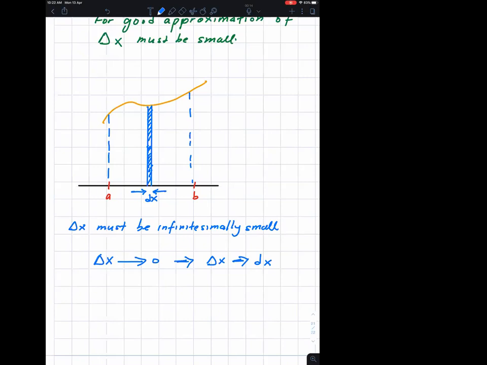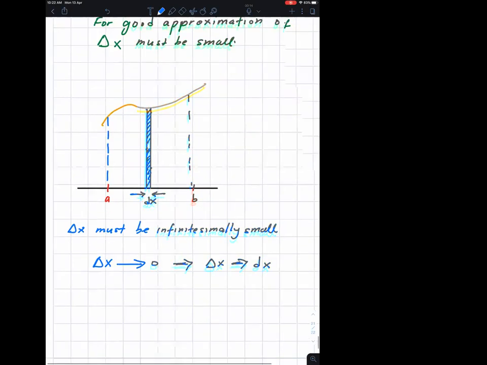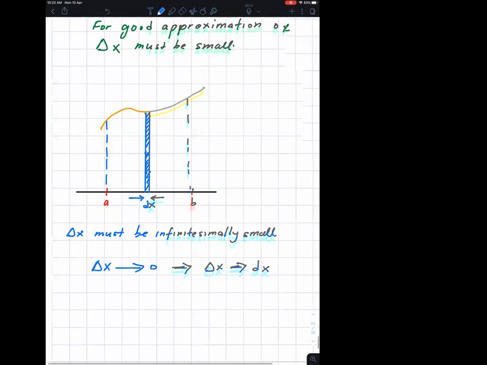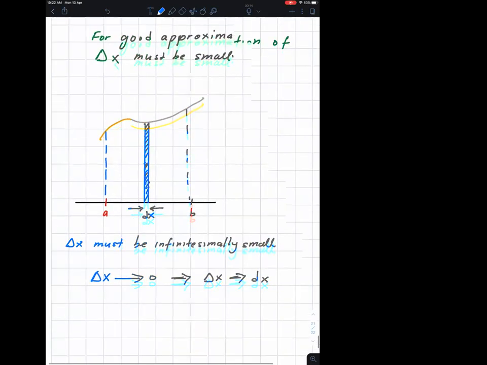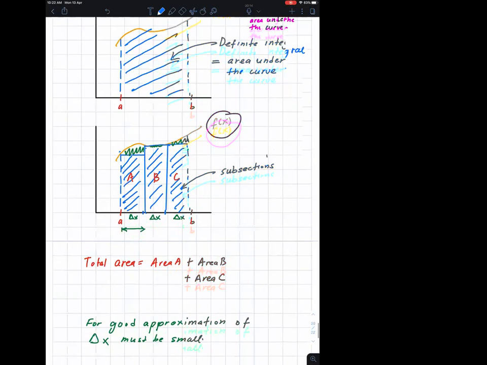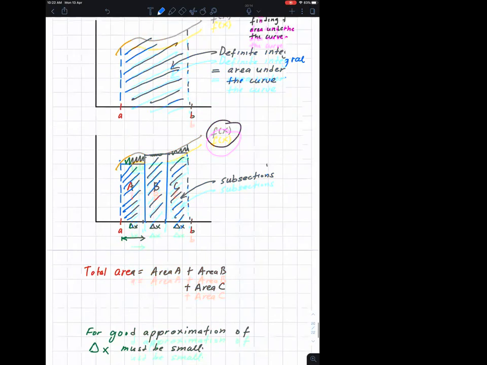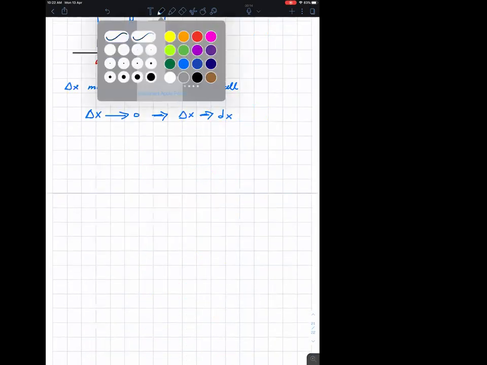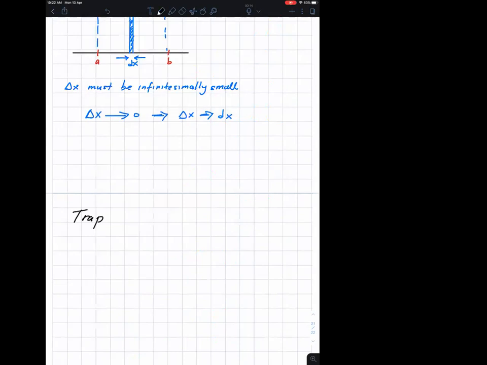All right, any question? No, sir. Okay, you guys have no question. Because I have no question, then we move to some of the numerical integration techniques. The first one we will look at is the trapezoidal rule.